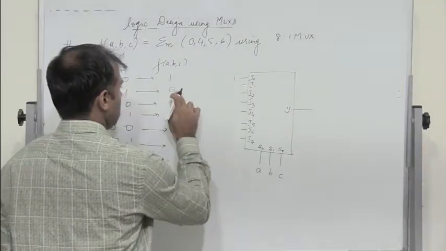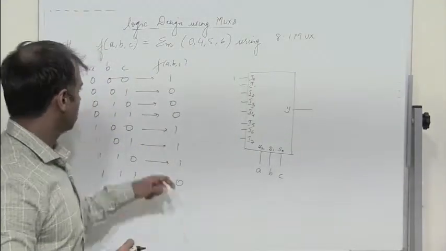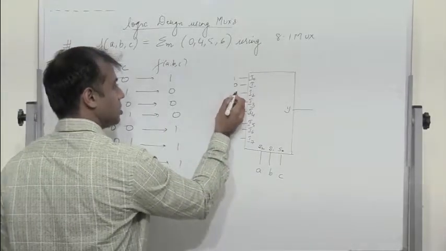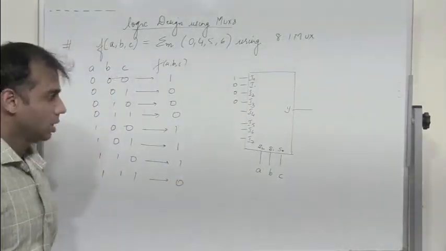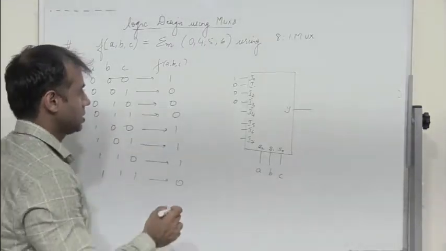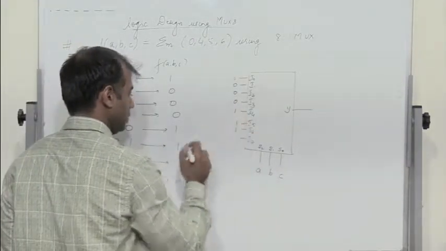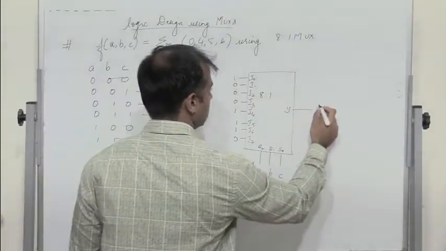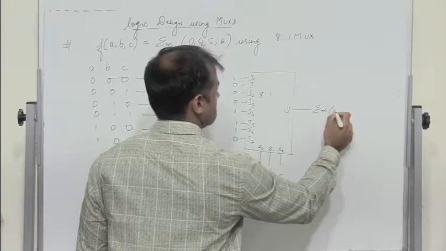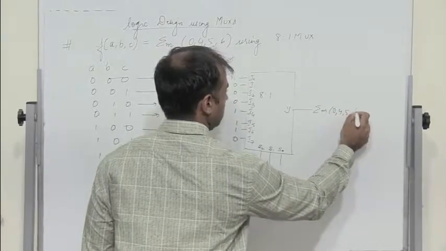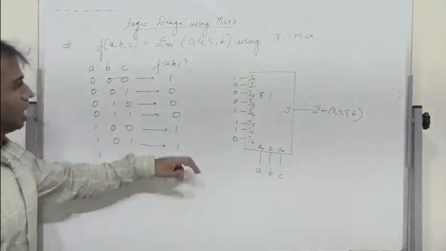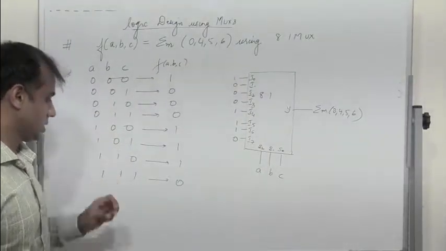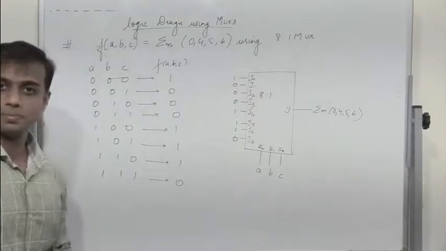Then I have a 0 for the combination 1, 2 and 3. So these 3 inputs are given to 0, or they are grounded. 4, 5, 6 are given to logic high, 1, and 7 is given to 0. So this is an 8 is to 1 MUX, and what I get here is 0, 4, 5, 6. I get the output which is high for the combination 0, 4, 5 and 6. So that's fairly simple, right?